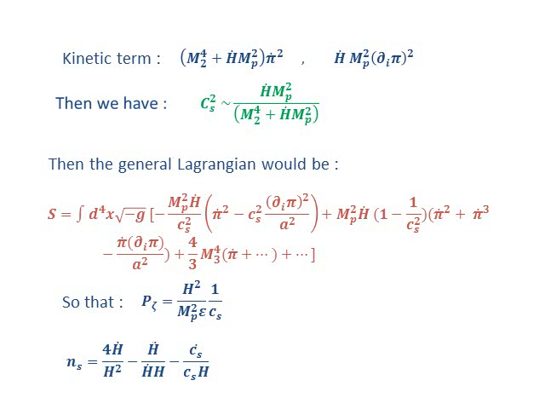And now we can solve this equation for m2 in terms of Cs, and then substitute the amount of m2 in our original action. Then our original action becomes this. So from now, by introducing this speed of sound, we see that P_zeta has a correction of 1 over Cs.